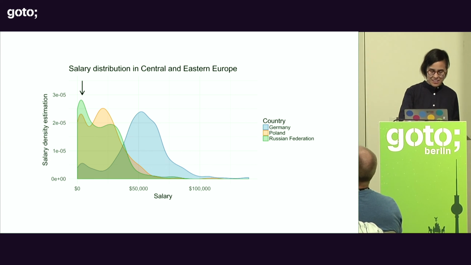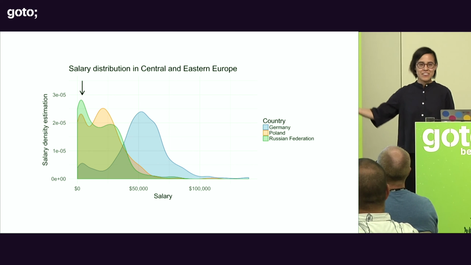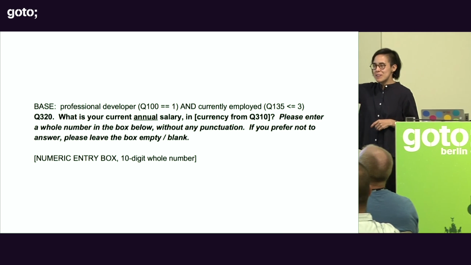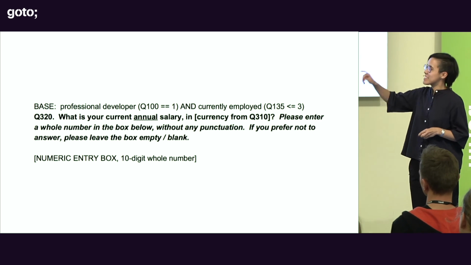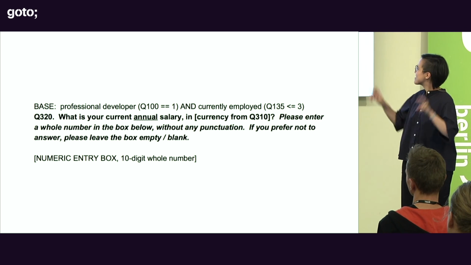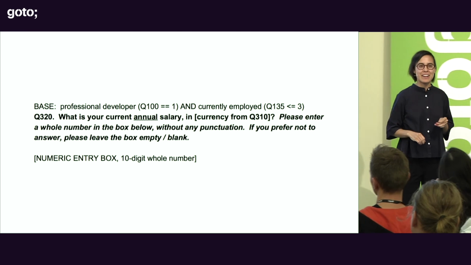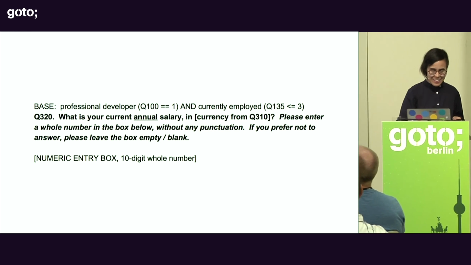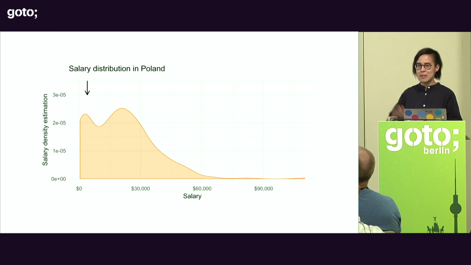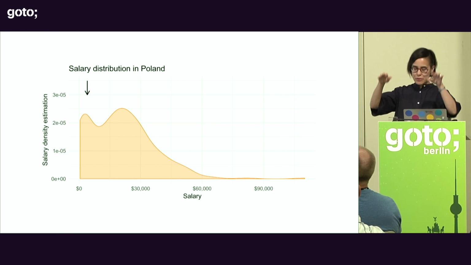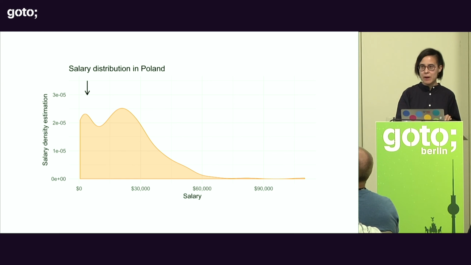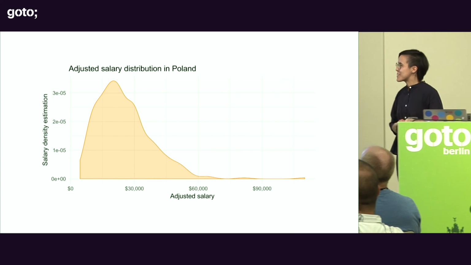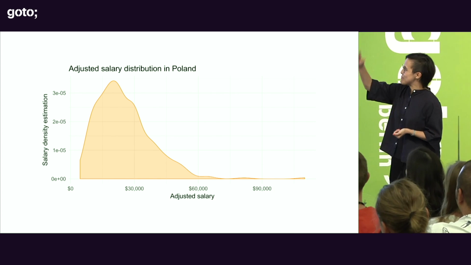So I asked the authors of the survey on Twitter if that might be a problem in their data, and they said, well, this was the question that we are asking: What is your current annual underlined salary in blah, blah, currency? Please enter a whole number. So it's underlined. People must report their annual salary. Well, what I did is that I trained a mixture model that tries to estimate both of these bumps. And the lower one was approximately 1/12 of the big one. So if you multiply it by 12, you get a reasonable single-bump salary distribution.